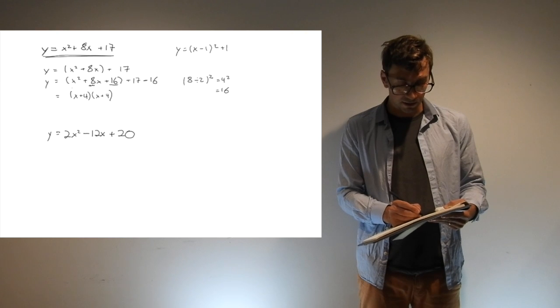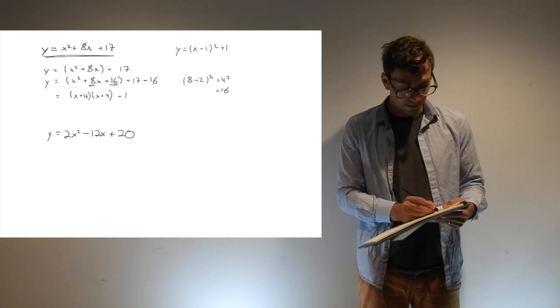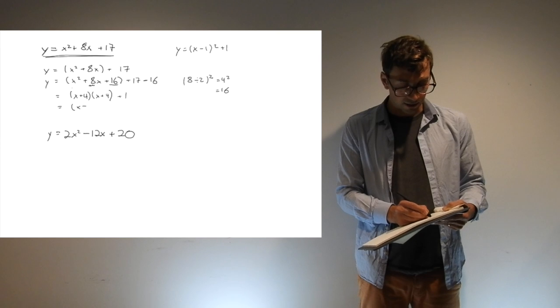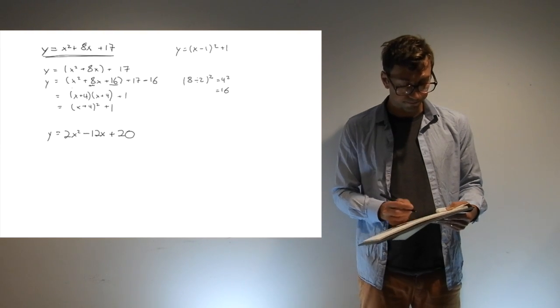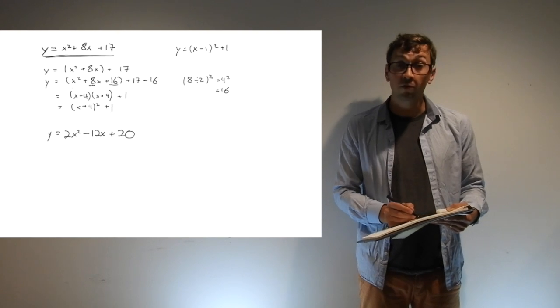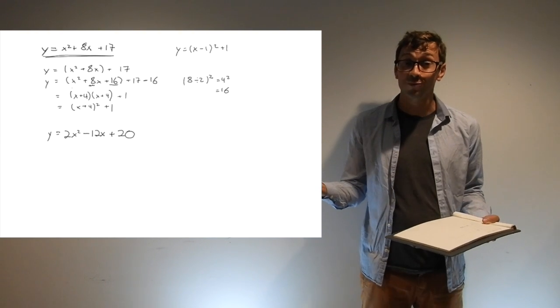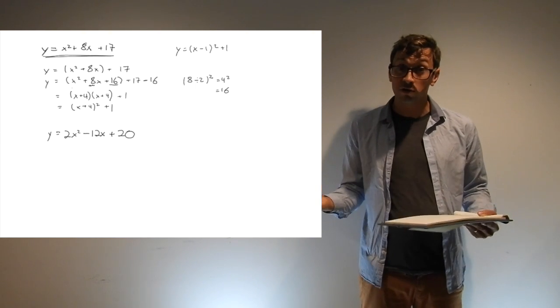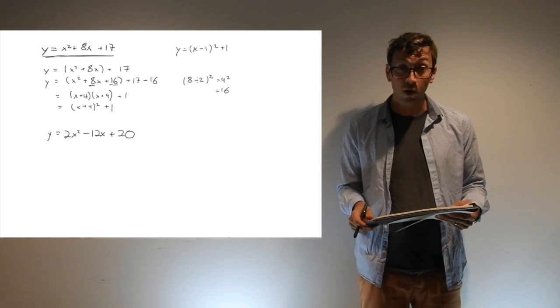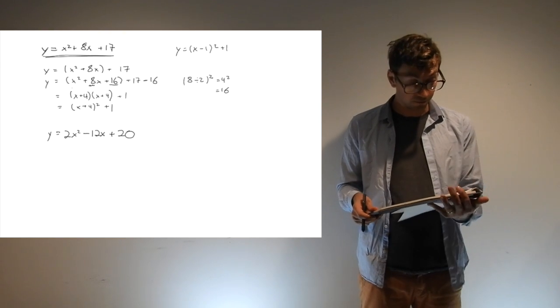And 17 minus 16 is plus 1. And that's (x plus 4) squared plus 1. And that is the form. It's now been transformed into the vertex form, which is really nice. And now we can use this and we can graph it. Okay, I'm going to do a second example for you.